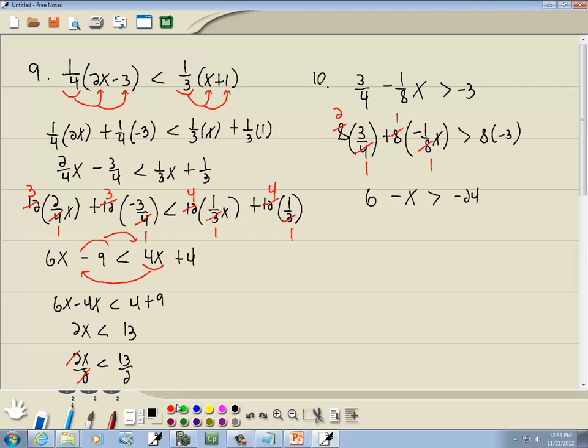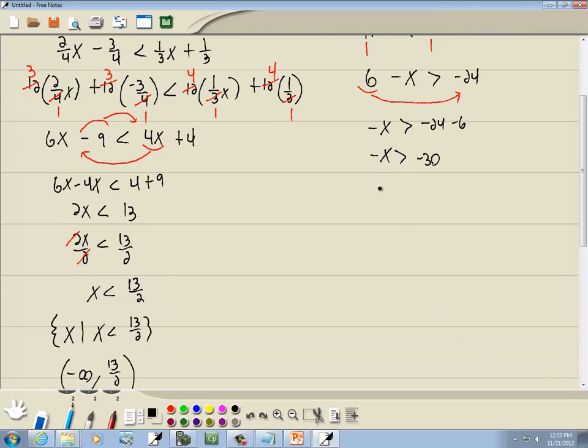Well, get everything with an x on the left side, numbers on the right. So take 6 over. I got negative x is greater than negative 24 minus 6. Add numbers at any step, combine numbers. Negative 24, negative 6 is negative 30. Last step, divide both sides by the number in front of your x. Well, it's the invisible 1, negative 1 to be precise. So I divide both sides by negative 1. And since we're dividing both sides by a negative number, I flip my inequality symbol. My greater than becomes a less than. So I got x is less than 30.